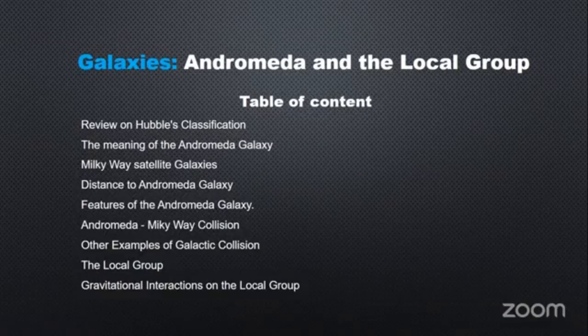From the table of contents, I'm going to review some of the lessons we learned from the Hubble classification. The last time I lectured, I talked about the Hubble classification. Then I'll talk about the meaning of the Andromeda Galaxy in relation to the Milky Way galaxy, the satellite galaxies. Then I'll talk about the distance to the Andromeda Galaxy and the features of the Andromeda Galaxy.